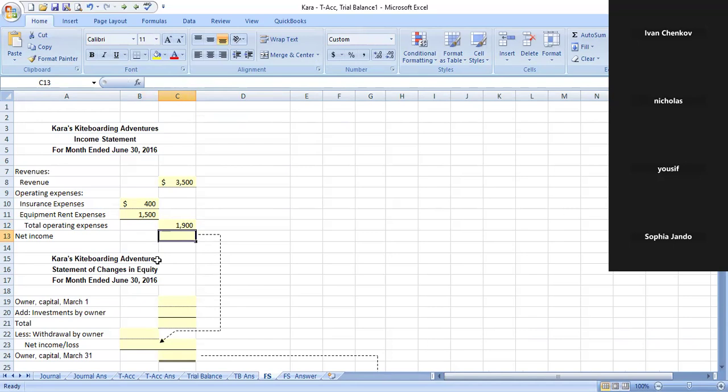So is the company generating income? In other words, is the revenue more than expenses? In this case, yes. Can you guys see it? Are you with me or you're falling behind?